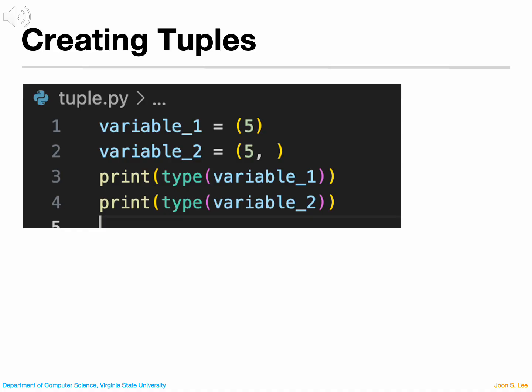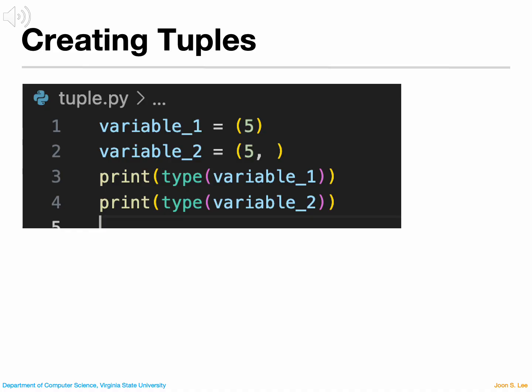Why? Because in Python, parentheses are commonly used for grouping expressions. When Python sees open parenthesis 5 close parenthesis, it evaluates it exactly the same as just 5. Since there is no comma, Python does not recognize it as a tuple. The parentheses simply group the value. They do not create a tuple. Now look at variable_2.